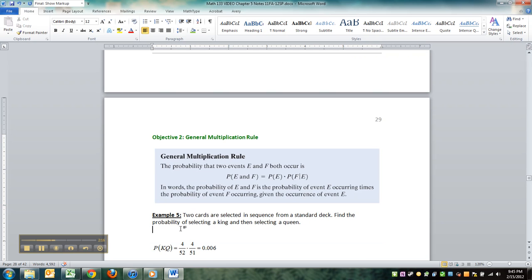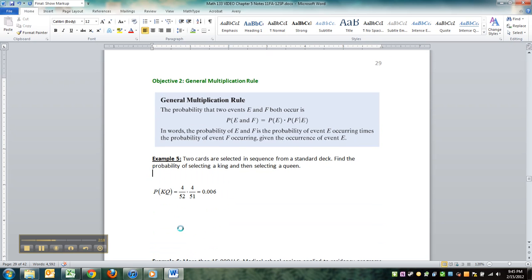Okay, next we need to move to the general multiplication rule, which is saying if you want to find the probability that 2 events occur, then that's the probability of E and F. That's the probability of E times the probability of F given E. This sounds more complicated than it actually is.